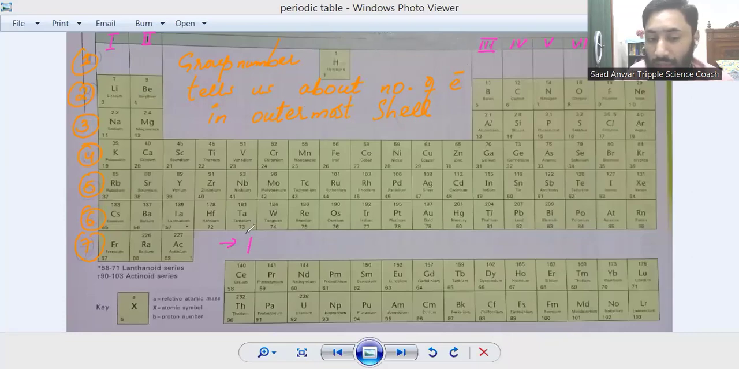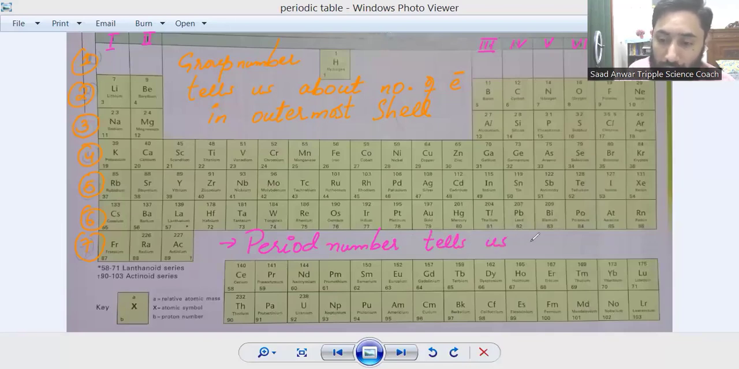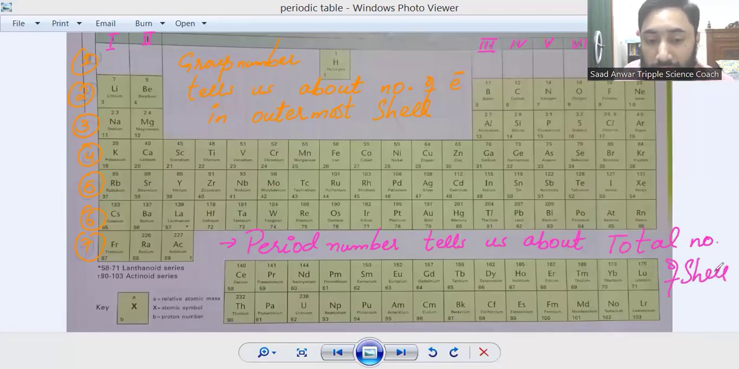And what does the period number tell us? Does anyone have an idea? Very good, Sanvi. Period number tells us about the total number of shells. We can say the total number of shells is equal to the period number. The number of electrons in the outermost shell is equal to the group number. You can take a picture of this periodic table.